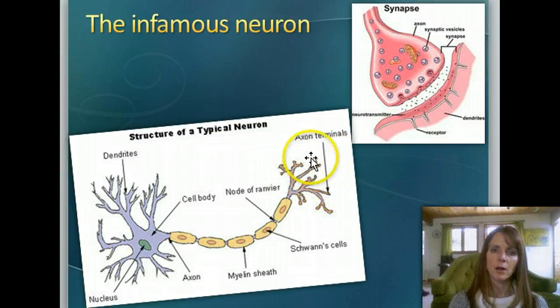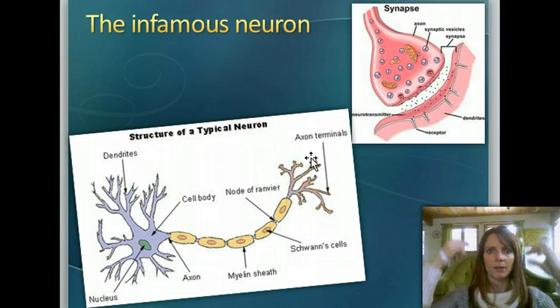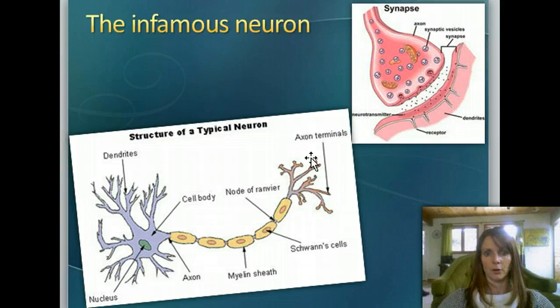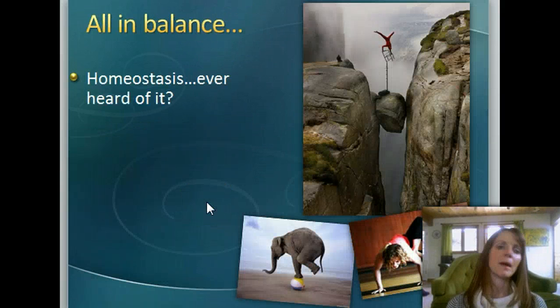But this also could give a signal and jump to another neuron, because remember, your body's pretty long. You can jump from neuron to neuron to neuron all the way down to your big toe. And again, if that doesn't all make sense, I promise we'll come back to that and we'll go over this stuff in detail. Okay, all in balance.